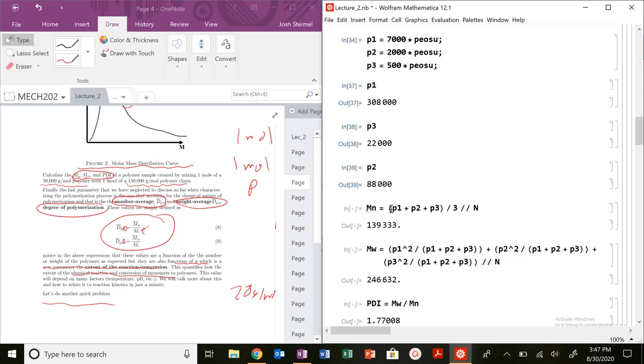But my number average molar mass has to be what? Well, I need to add all those. They're equal molar amounts. Add them all together, divide by 3. That's your M sub N.